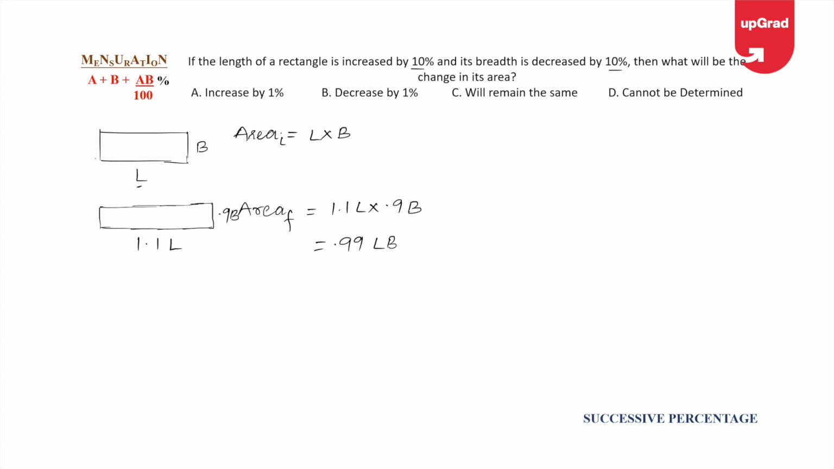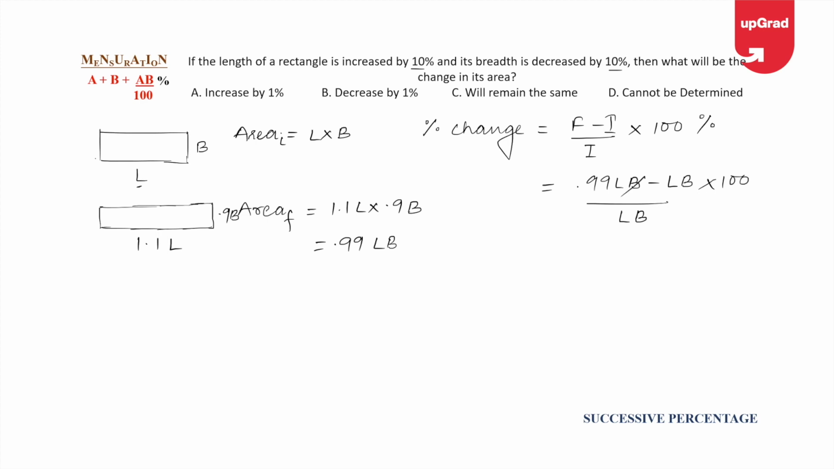But the question is asking me, what will be the change in area? Now, if you remember, percentage change in any physical quantity is determined by final minus initial divided by initial multiplied by 100%. So over here, my final is 0.99LB minus my initial LB, divided by LB, multiplied by 100. Luckily, I can cancel LB, but still, I'll be left with 0.99 minus 1 multiplied by 100. That is minus 0.01 multiplied by 100, and I end up getting minus 1%. That means my area will decrease by 1%, and that's my answer.